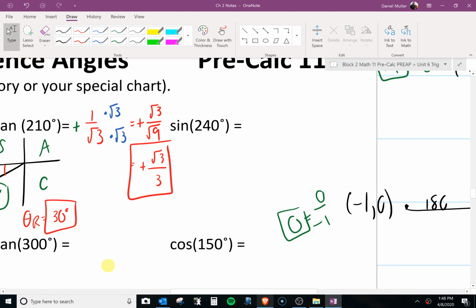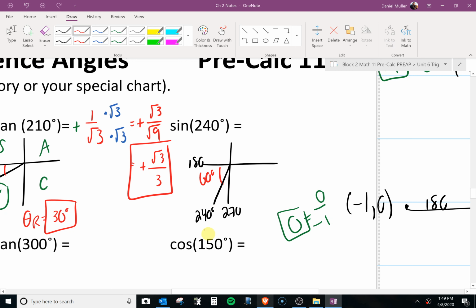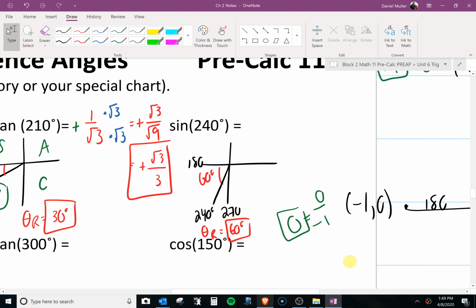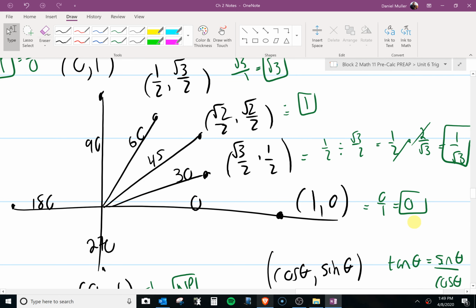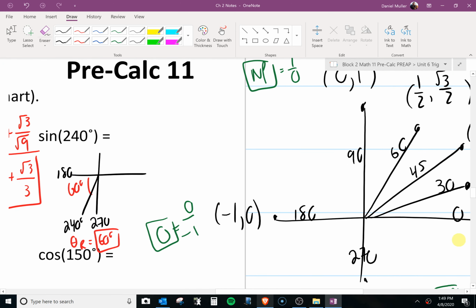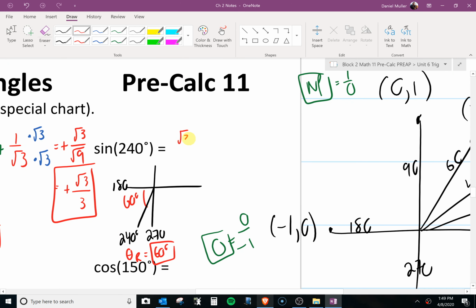Hopefully you can see a pattern now, that all of these are not on the chart. So I have 180, I have 270, and 240 is here. I do not have 240 on my chart. So instead I need to look at the reference angle. It is 60 degrees, so theta r is 60. So I'm doing sine of 60. Sine is on the right, and 60 is right here. So root 3 over 2. My answer will just be root 3 over 2.